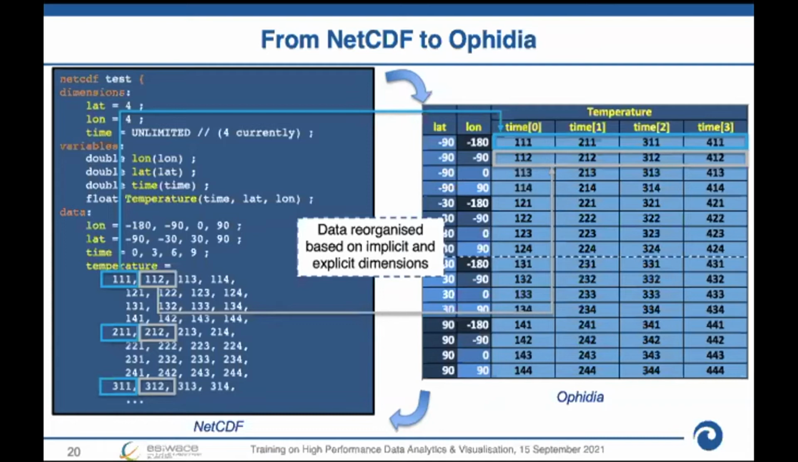Ophidia allows us to reorganize the data online during the data loading stage. So in this example, we can see that the values are organized in the Ophidia fragment according to the time dimension. So values that were not contiguously stored in the NetCDF file will now be contiguously stored in the Ophidia fragment, as we can see in this example.